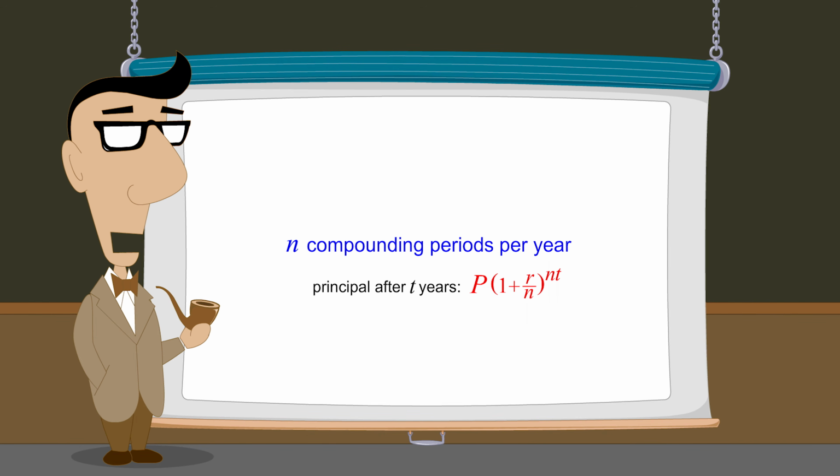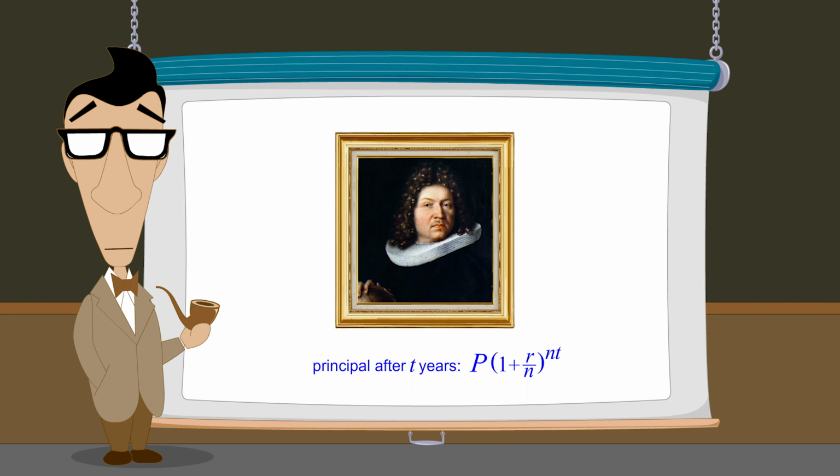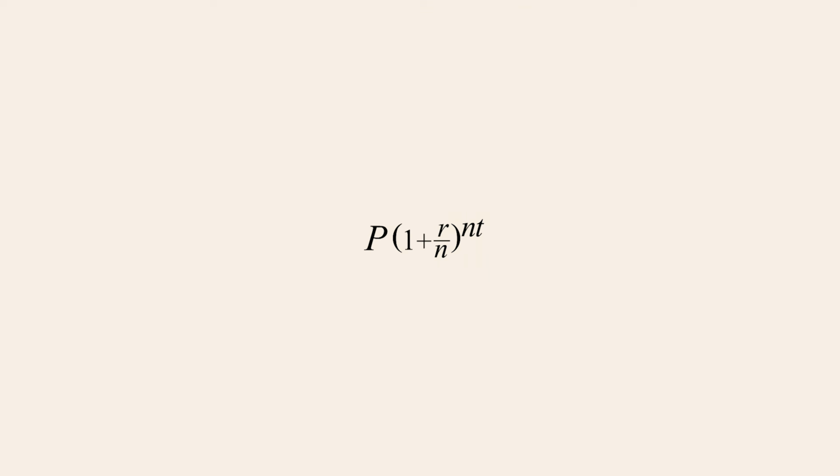Now, like the great Jacob Bernoulli, let's calculate how the growth of principal is affected as we increase the number of compounding periods per year. We will use this formula several times, each time increasing n, the number of compounding periods per year, to see what effect this has on the principal at the end of 10 years.